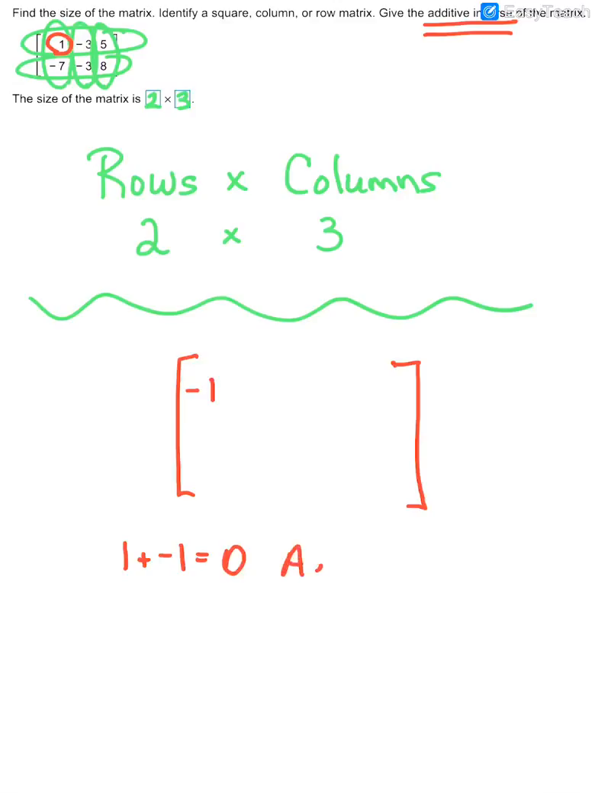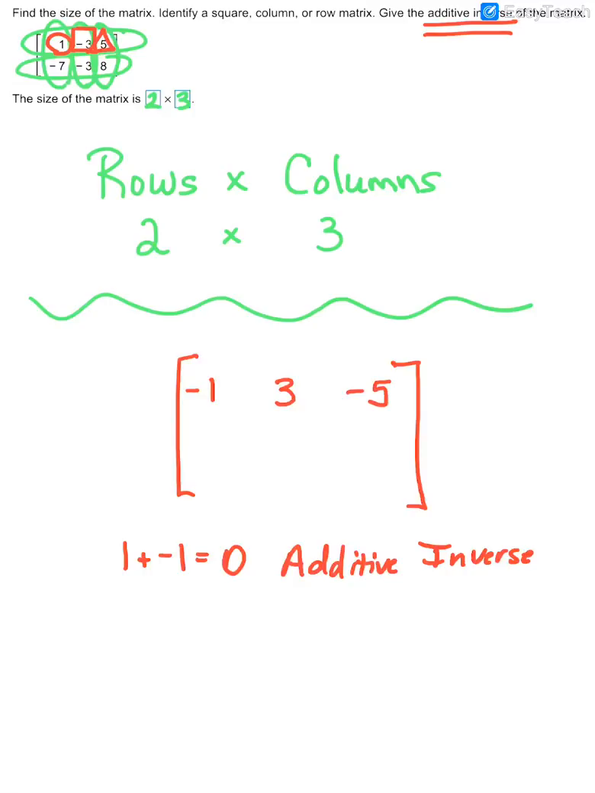So those are called additive inverses. So you're just taking the opposite of everything you see. So when I see negative 3 in the matrix, the opposite of that is positive 3. When I see positive 5, the opposite of that is negative 5.